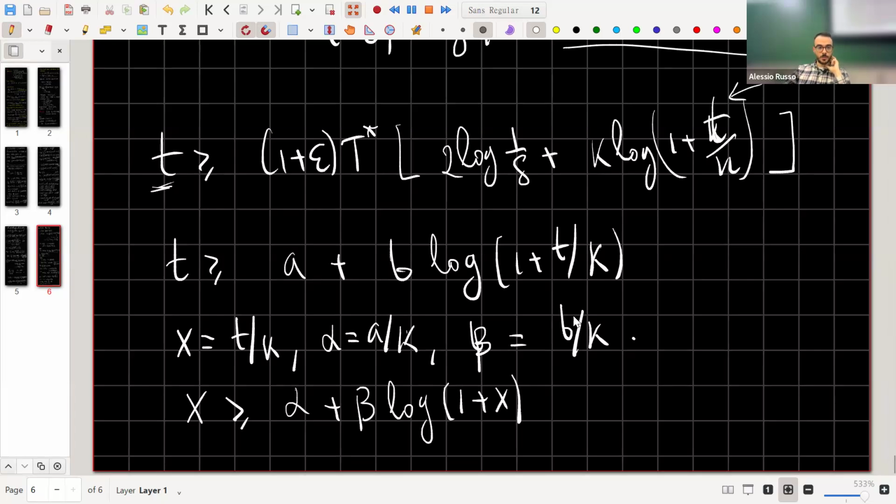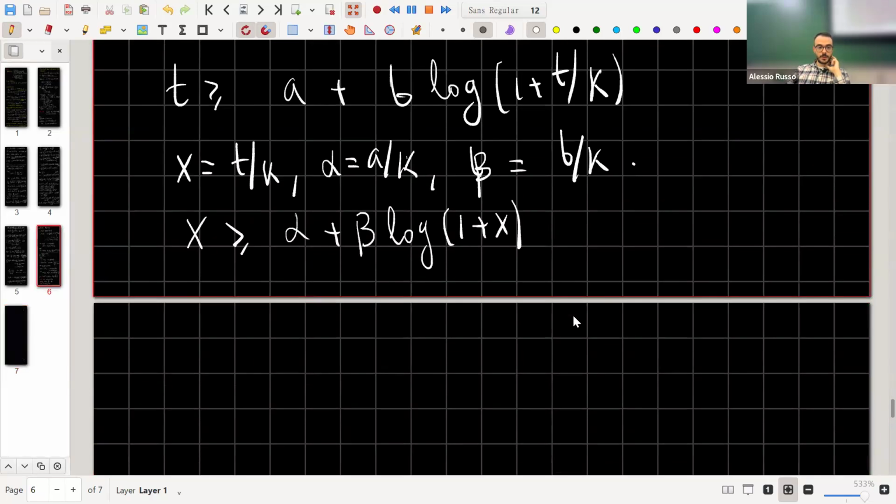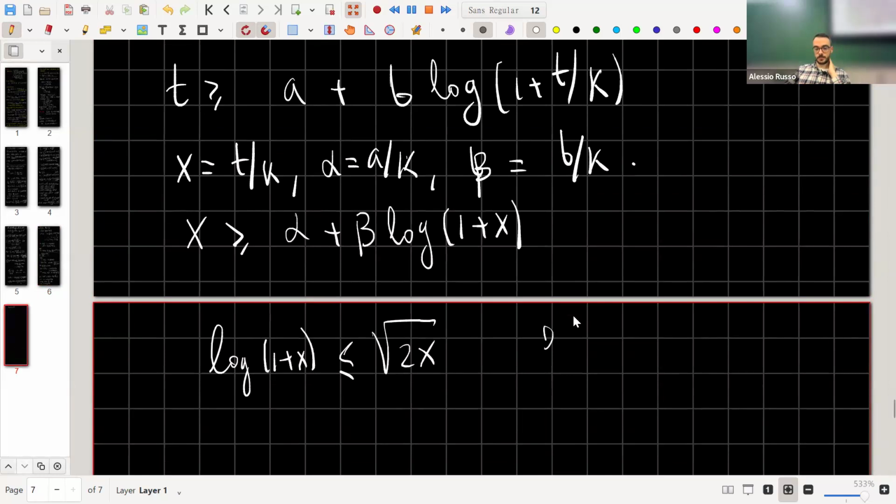So it's a bit simpler. We have x bigger than alpha plus beta log(1 plus x). We are going to use that log(1 plus x) is upper bounded by the square root of 2x. At 0, it holds. You can show that this is true by looking at the derivative of this function.